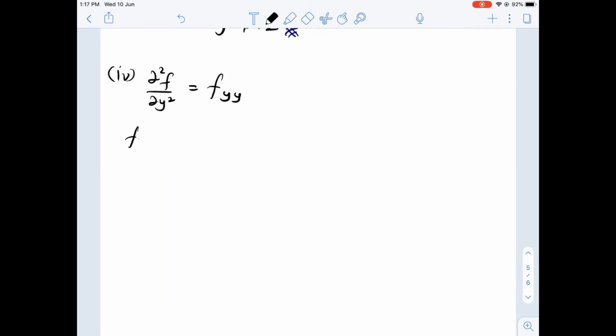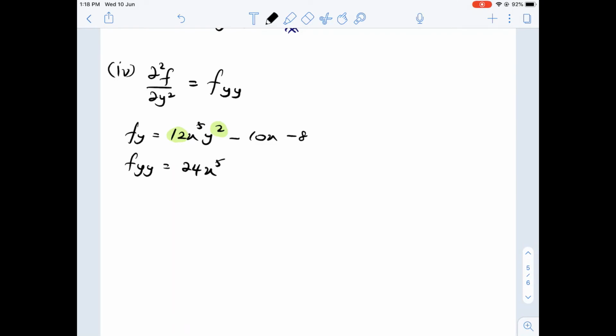We have fy, 12x to the power of 5 y squared minus 10x minus 8. So differentiate this function again with respect to y. We will have 5 times, we have this 2 times 12 here, 2 times 12, 24. So x to the power of 5 is just a constant.